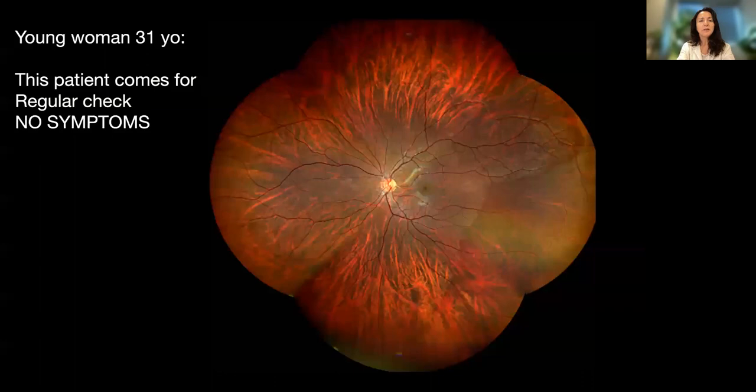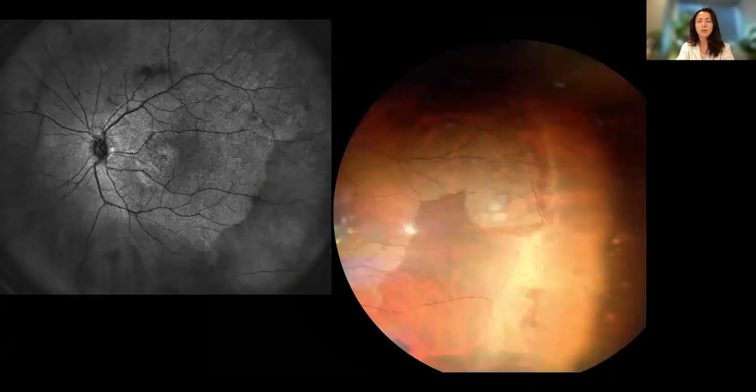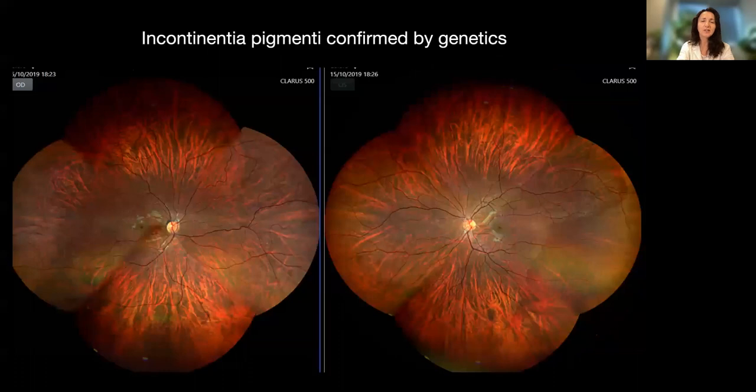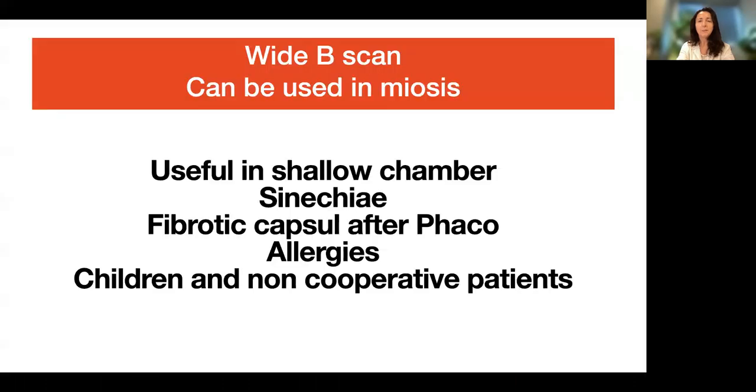So this young woman comes with no symptoms. She has 20/20 vision, but checking the periphery, I can see an area of white without pressure. And I want to see what the OCT wide field can tell. And it confirms there are no tractions, but the choroid is actually thin. Retina and choroid are just thin, but no threatening lesion. She had already a diagnosis of incontinentia pigmenti with genetic analysis.